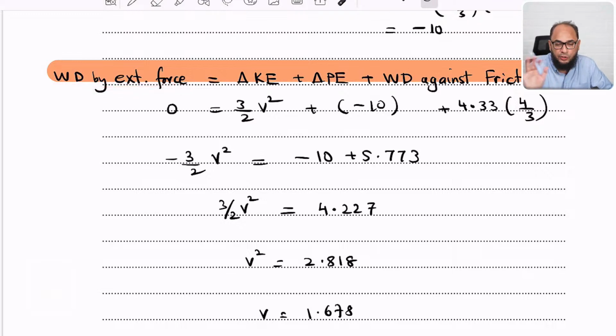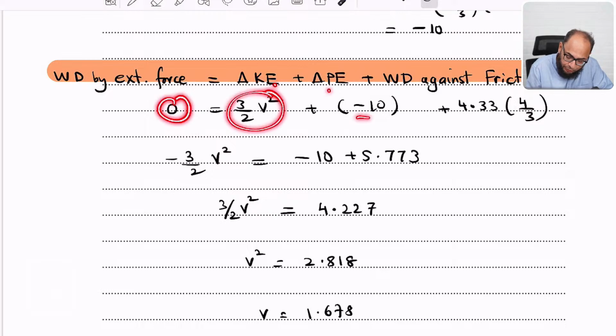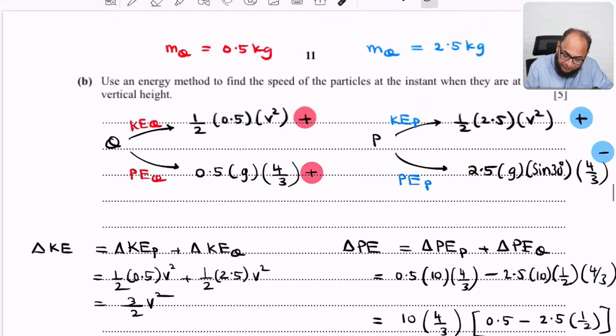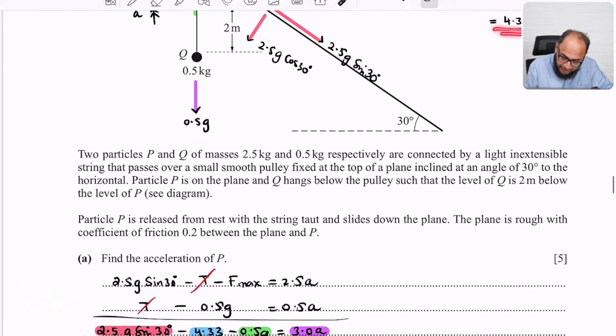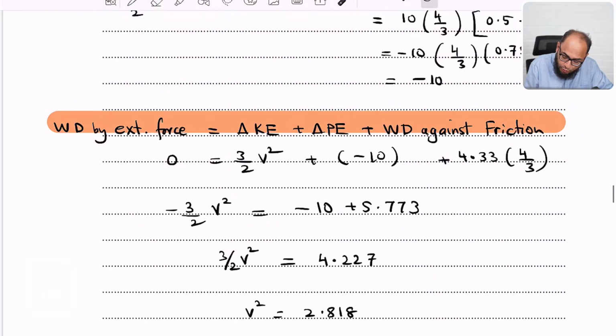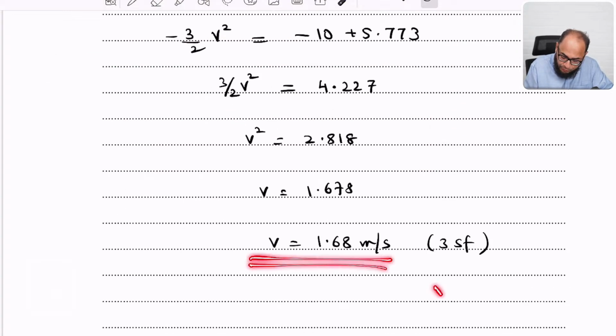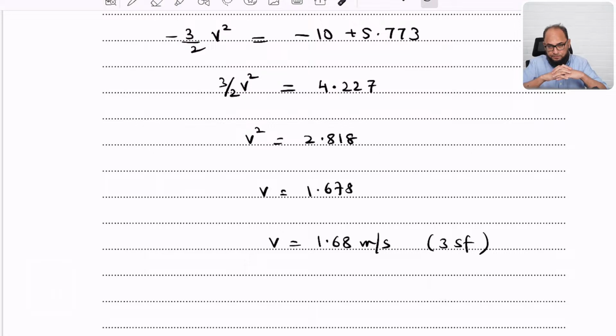Work done by external force. There is no external force, so this is 0. Change in kinetic energy is this. Change in potential energy is this. Work done against friction. That is the frictional force that's right over here or right over here. That frictional force into distance, it also moves this distance 4 over 3. So this is positive because it's speeding up. This is negative because it is decreasing height overall. Work done against friction is always taken as positive. Now just work it out and you get this beautiful answer, which is 1.68.